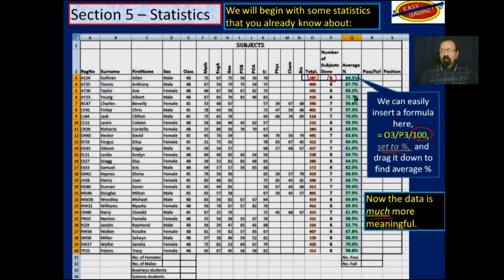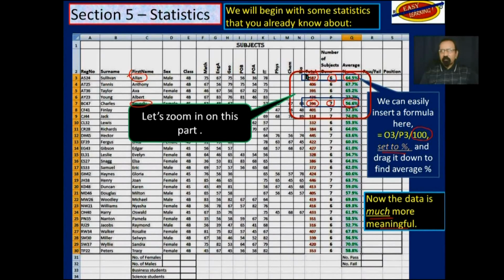So we look at the first student there, Alan. He did 6 subjects, got 387 total marks, and an average percentage of 64.5, whereas Beverly did 7 subjects, got more marks, 396, than Alan, but when you divide by the 7 subjects, the percentage is 56.6. So now we are getting a clearer picture of how Beverly did in comparison to Alan. Let's zoom in on that.